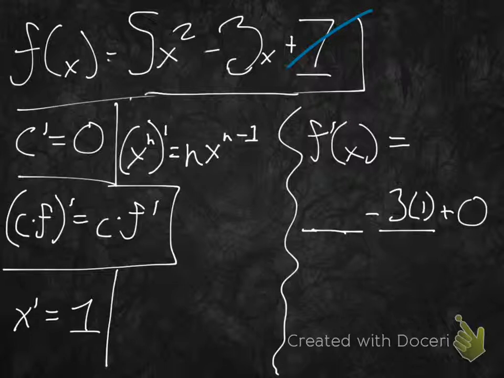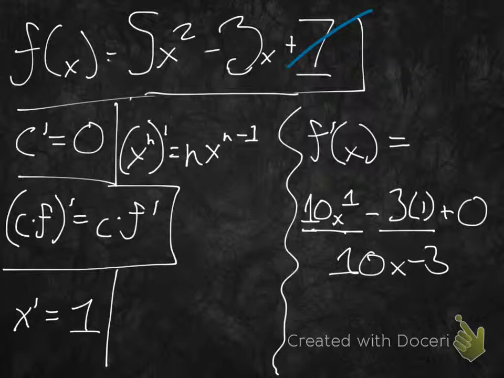So we can just bring this 2 down here and multiply it times 5, so that's going to give us 10, right? And then we have x to the n minus 1, so we're subtracting 1 from this power, so it's 2 minus 1, so 10x to the first. Careless errors there. So our derivative is just 10x minus 3.